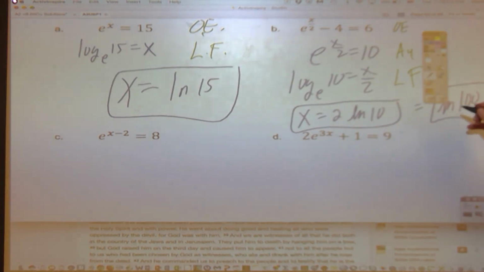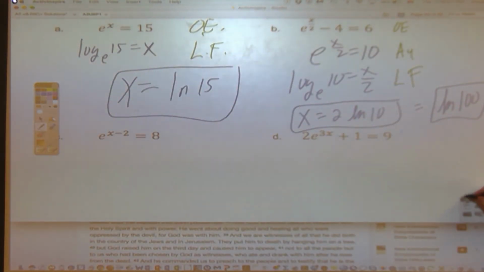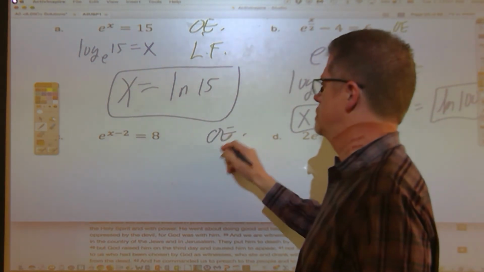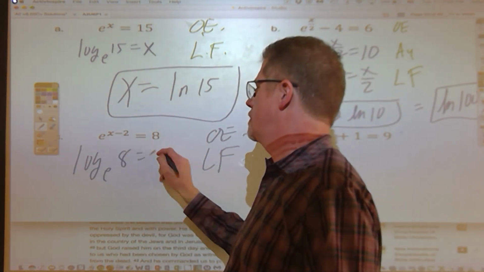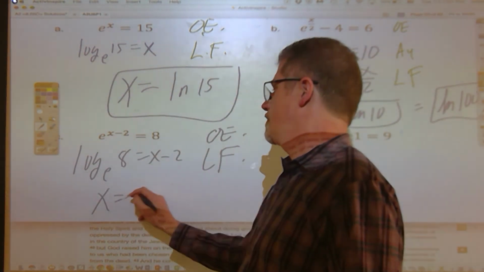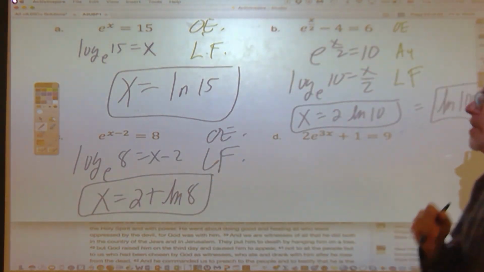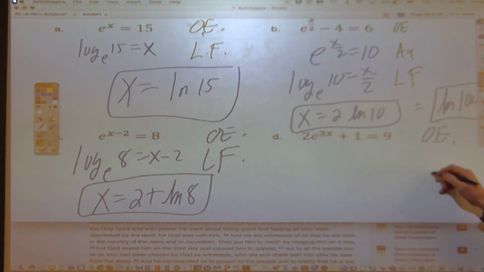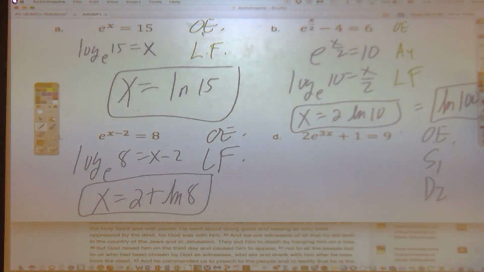Try part C on your own if you don't mind. Go straight into log form. When you're done, take a peek at the board for part C. Then go on to part D, using S1, D2.